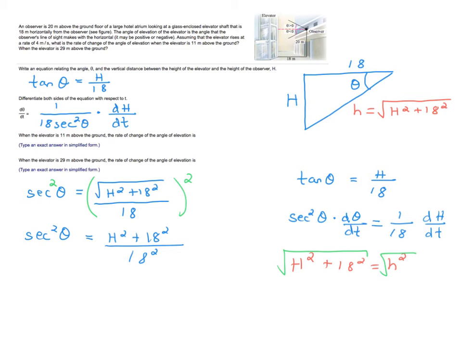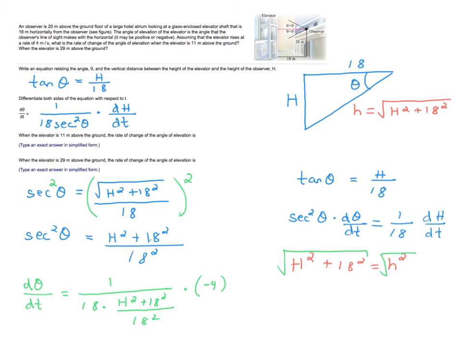So, that is d theta/dt is equal to 1 over 18 times h squared plus 18 squared all over 18 squared. And this is being multiplied by dh/dt. Technically, h is decreasing in size. A height of 11 meters means the elevator is still below, so this length h is dropping. In fact, it is decreasing at a rate of 4 meters per second.